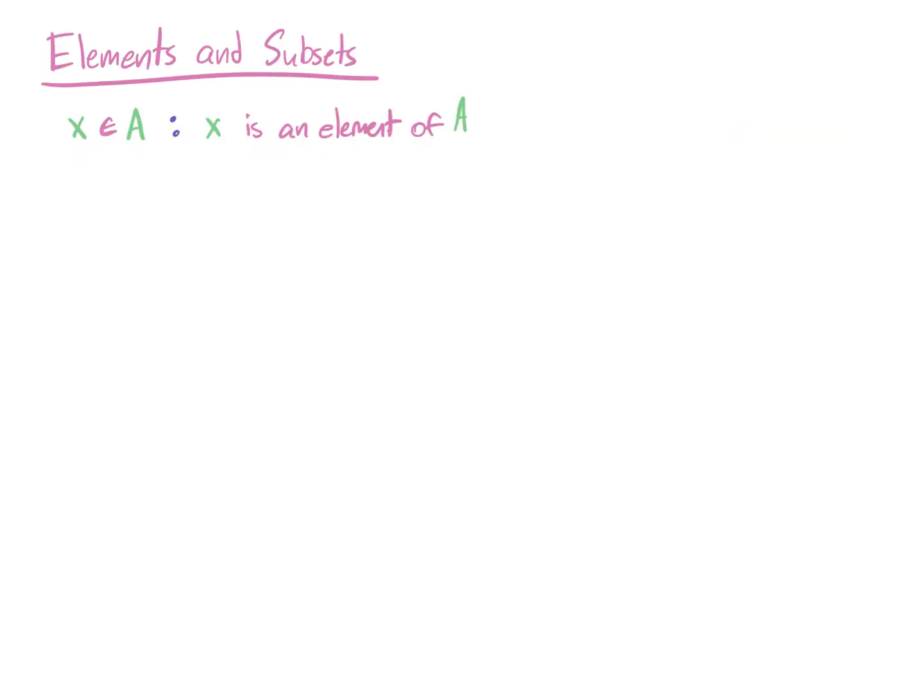Let's go into a little bit more detail about sets and their elements. We use this funny little symbol here that looks a little bit like an E to say that X is an element of a set A. So here X could be any kind of thing. It could be a number, it could be a string, it could be a person, it could be another set. X is an element of A means that X is in this collection of objects that we have called A.